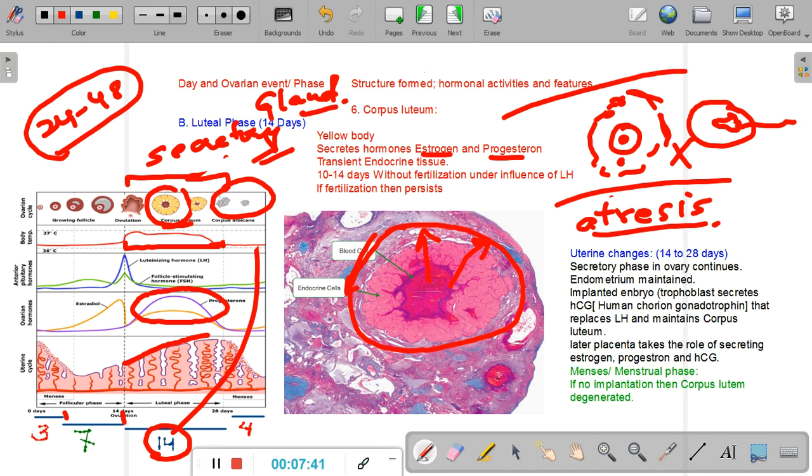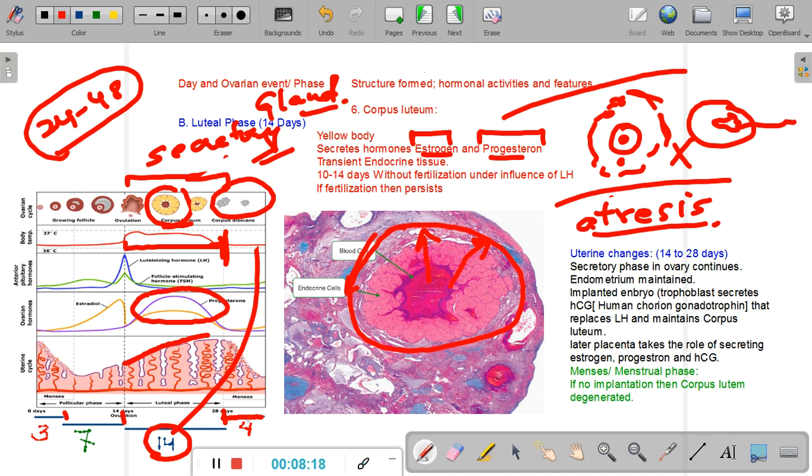And then as there is no corpus luteum left, there is no more production of estrogen and progesterone. If there is no more estrogen and progesterone after the 14th day, then the endometrial lining does not get any more stimulus or hormonal signals for the maintenance and secretory nature of the endometrial lining, and the endometrium starts to undergo degeneration, which is basically the initiation of the menstrual phase.